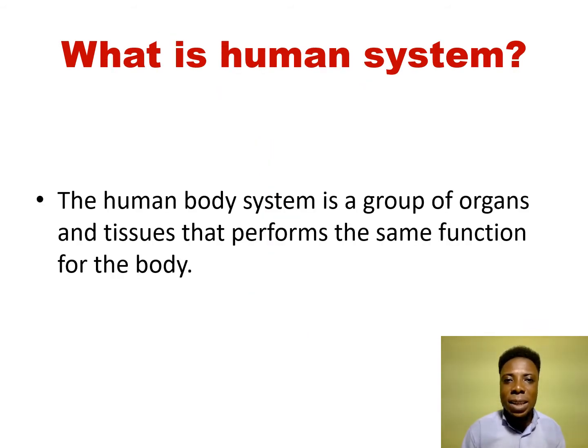Now, before that, first of all, let's look at the meaning of human system. Here on your screen, you can read. The human body system is a group of organs and tissues that perform the same function for the body. Let me read once again. The human body system is a group of organs. When organs or tissues come together, they perform the same function. When organs come together, they form what we call a system. So a system is made up of organs that perform the same function.